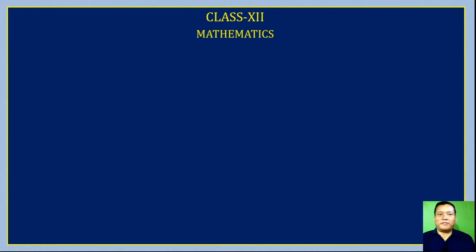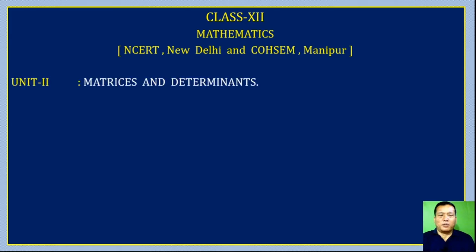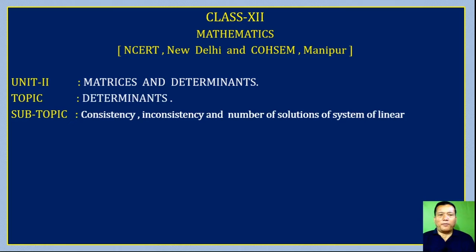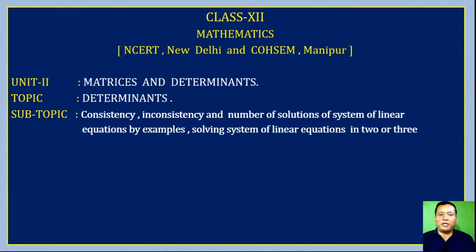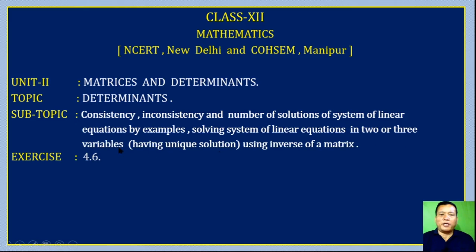Class 12 Mathematics, NCERT New Delhi and COHSEM Manipur. Unit 2 Matrices and Determinants. Topic: Determinants. Subtopic: Consistency, inconsistency and number of solutions of system of linear equations by examples. Solving system of linear equations in 2 or 3 variables having unique solution using inverse of a matrix. Exercise 4.6.